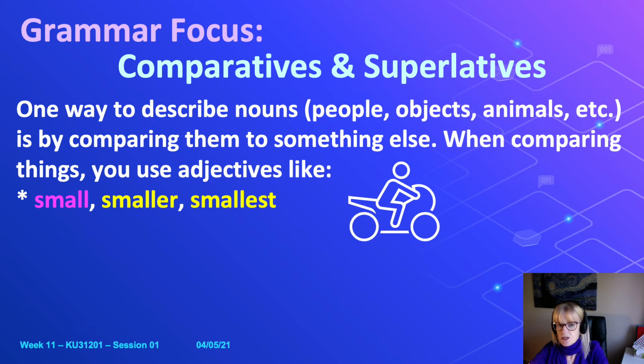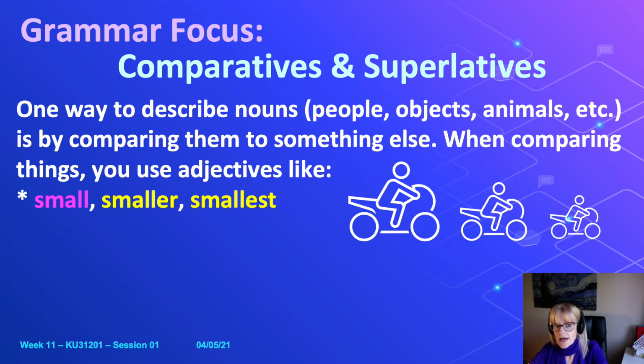So I've got some little pictures here. So here is a small motorbike. But if I compare it to the next one, this one is smaller. And then the next one, this one is the smallest. So I've got my adjective, my comparative, and my superlative. So that's the smallest bike.